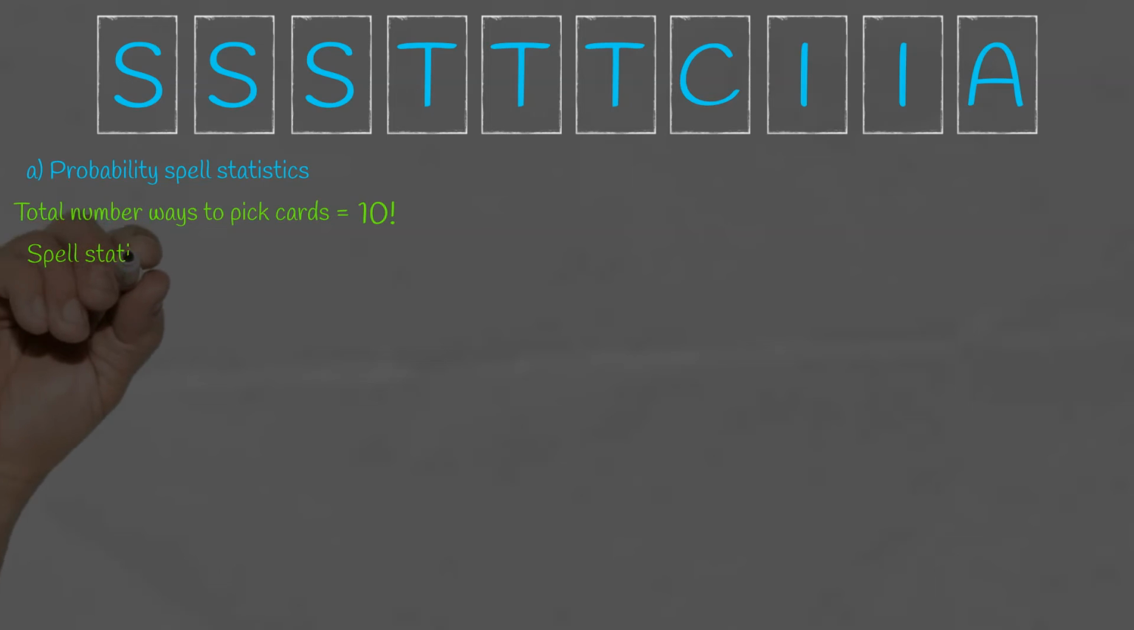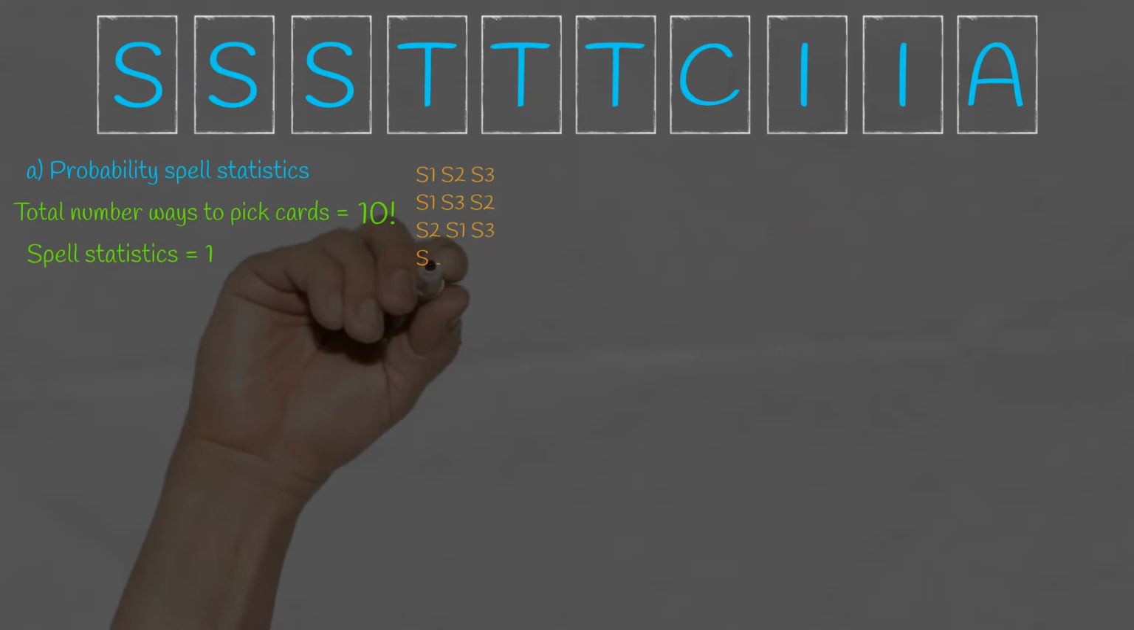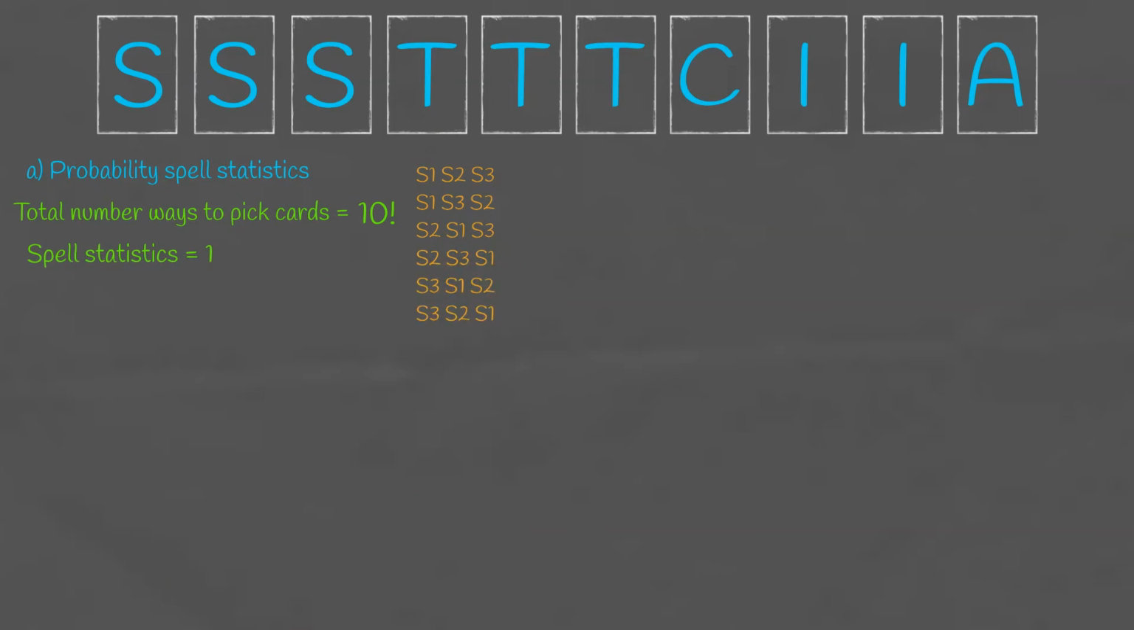Now there are 10 cards, and therefore the total number of ways we can choose the 10 cards is 10 factorial. But how many ways are there that it will spell statistics? There isn't just one way that we could spell the word statistics with these cards, because there are 3 S's, for instance. If we label them 1, 2 and 3, we can see that there are 6 ways, or 3 factorial ways, of organising those 3 S's. And the word would still spell statistics. So we have to times it by 6.